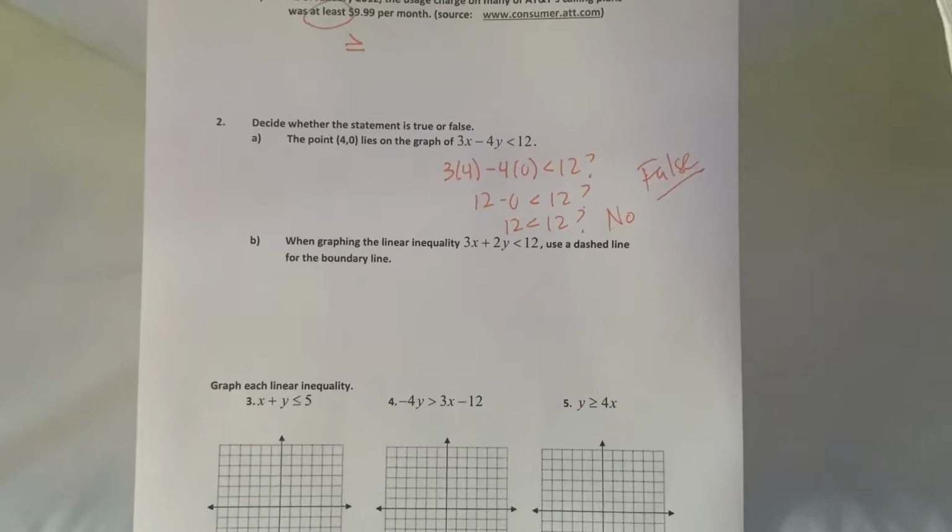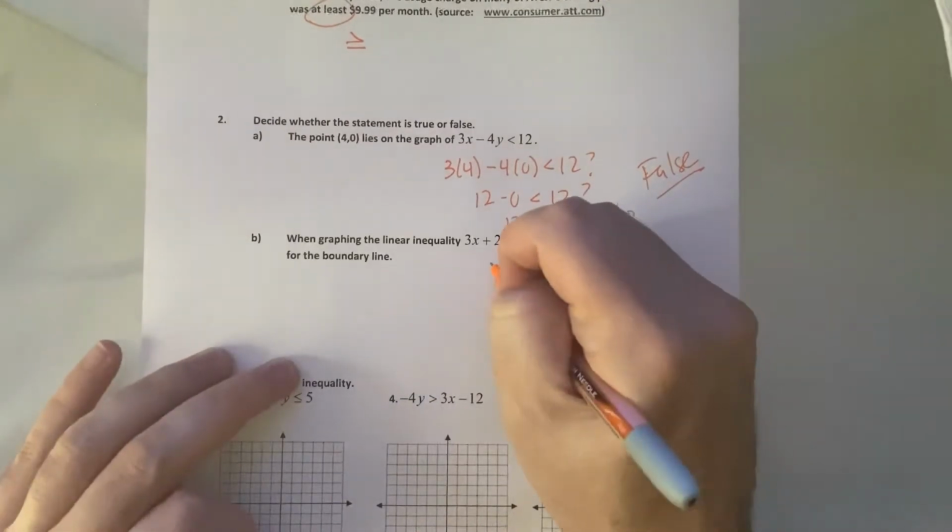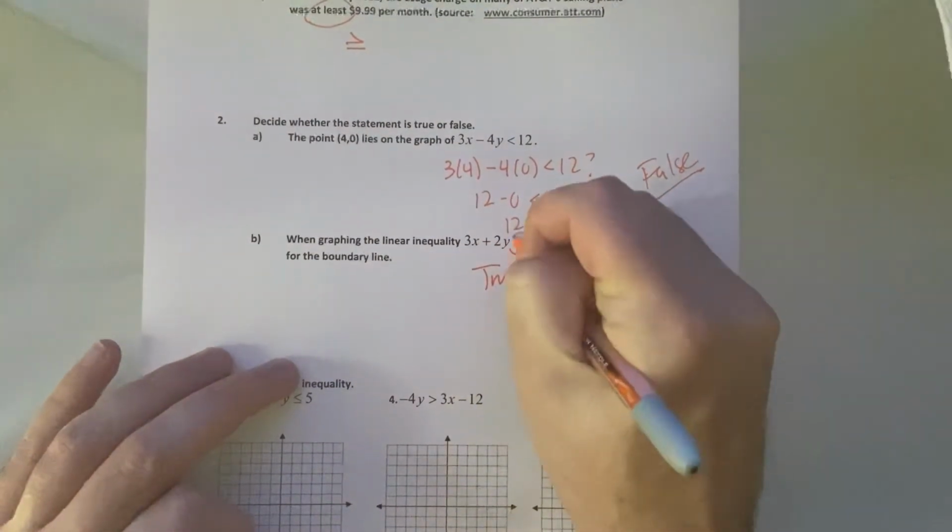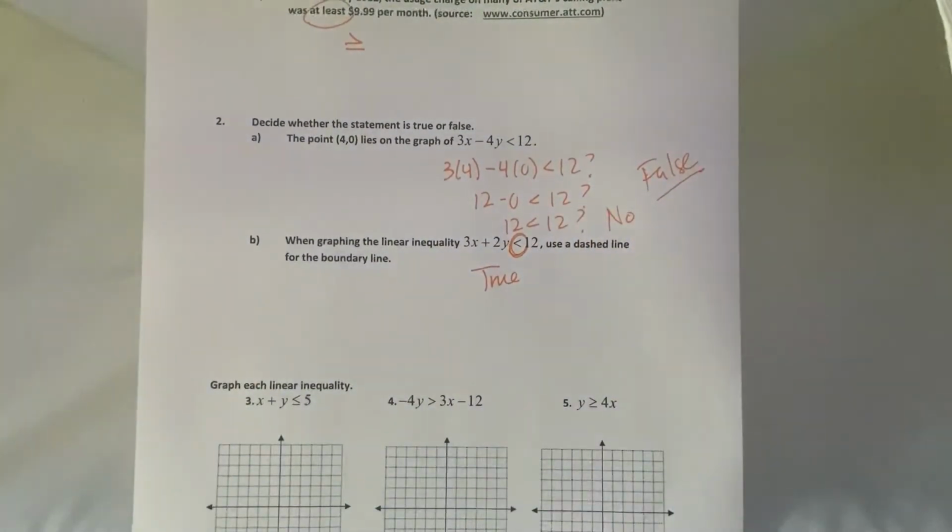When graphing the linear inequality 3x plus 2y is less than 12, use the dashed line for the boundary line. This is true. As long as there's no equal to sign, you will always use a dashed or dotted line.